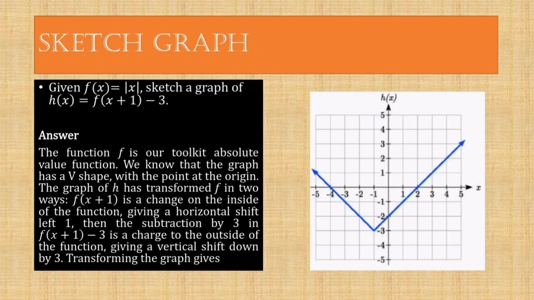f(x plus 1) is a change on the inside of the function, giving a horizontal shift left 1. Then the subtraction by 3 in f(x plus 1) minus 3 is a change to the outside of the function, giving a vertical shift down by 3.